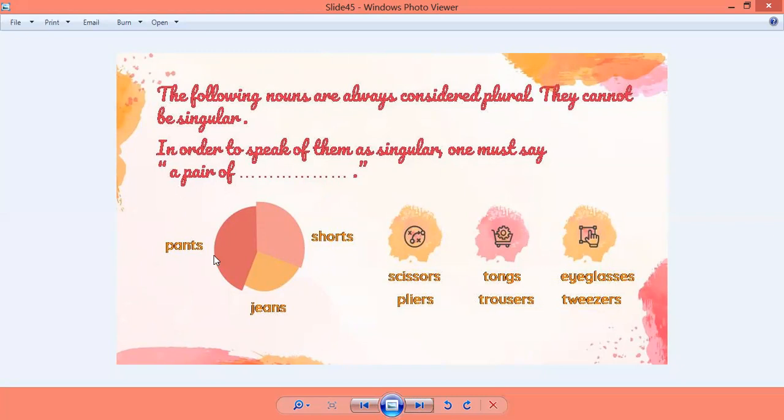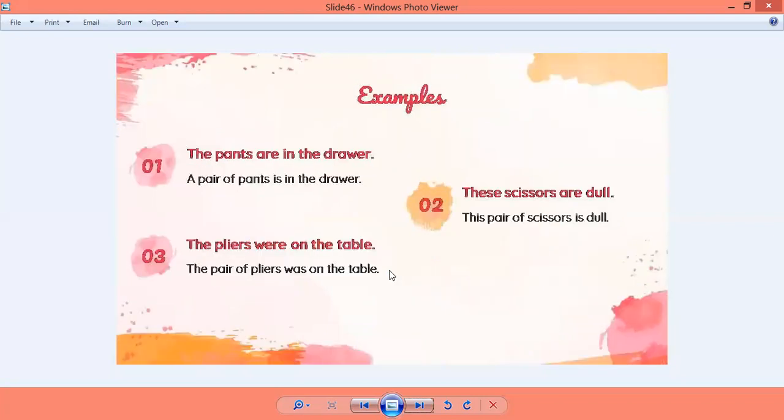Let us see what these words are. Pants, shorts, jeans, scissors, pliers, tongs, trousers, eyeglasses, tweezers. Now if I want to use these words as singular, what do I have to add? A pair of pants, a pair of shorts, a pair of scissors, a pair of tweezers, etc.